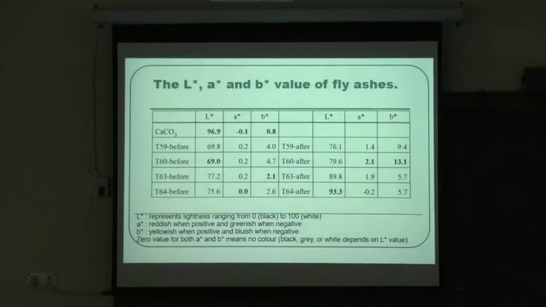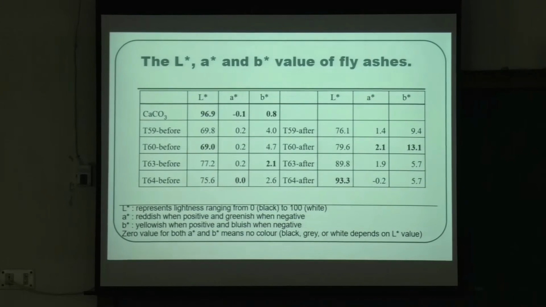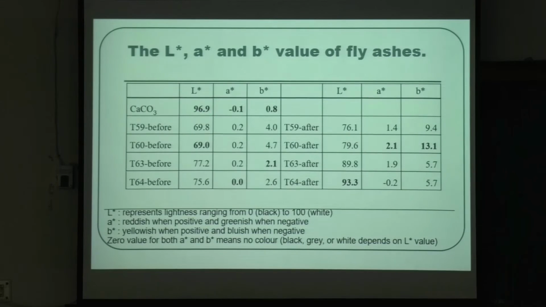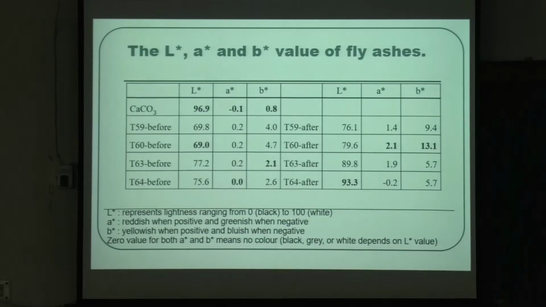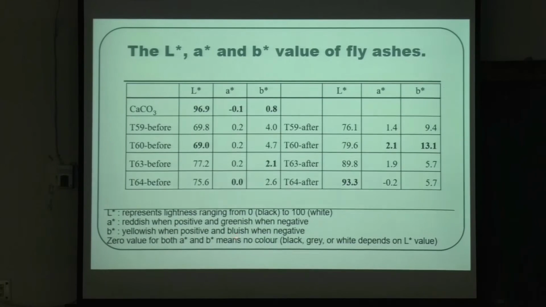The L star, A star, and B star values of fly ashes. Now, what does L star mean here? It represents lightness ranging from 0, which is black, to 100, which is white. Calcium carbonate is 96.9, and because people use calcium carbonate and have not gone for barium sulfate, it will not be much different. It will be slightly higher than calcium carbonate. A star is reddish when positive and greenish when negative. So it is negative, that means it's a bit greenish. B star is yellowish when positive and bluish when negative, so this is a bit yellowish. That's what some of the fly ash samples which you have seen show.